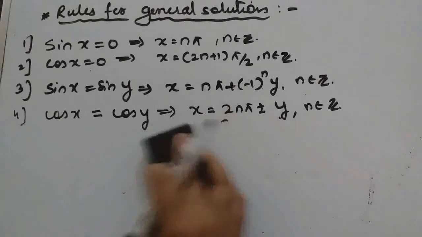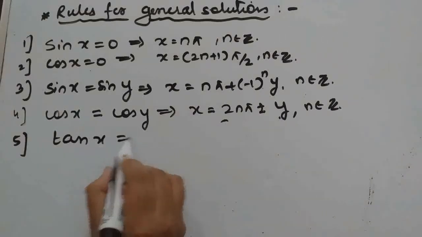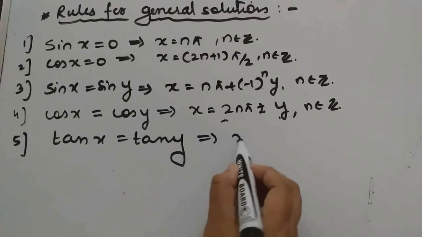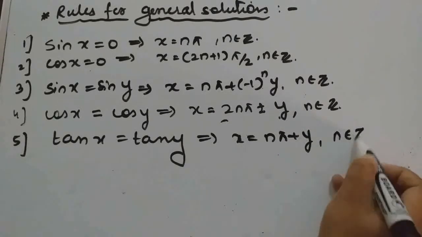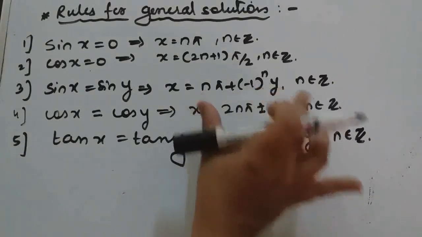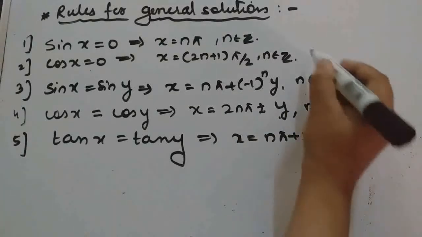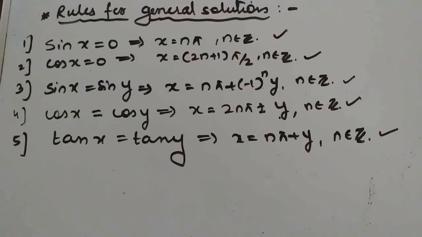Similarly, next we have the tan case: tan x is equal to tan y implies x is equal to n pi plus y, n belongs to Z. How did we get this general solution? The proof is there in your textbook, but it is not important. So you can remember these general rules to find the general solution for trigonometric equations.